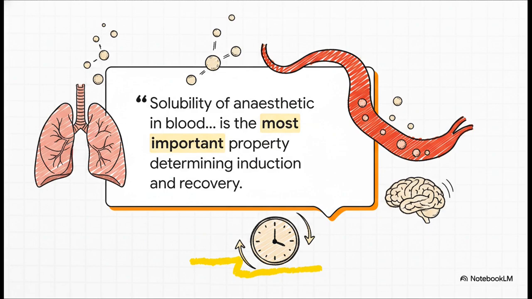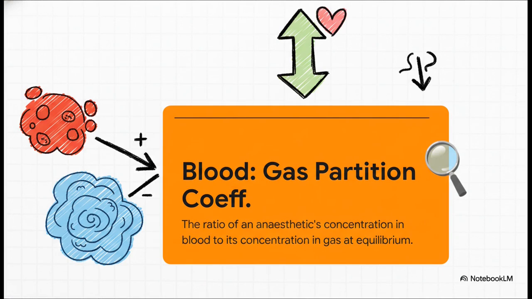The speed of an inhaled anesthetic, both for going to sleep and for waking up, is all about how soluble it is in the blood. So the point is this, if you understand solubility, you understand half the chapter right there. Now, when we talk about solubility, we use a specific number. It's called the blood-gas partition coefficient. It sounds very complicated, doesn't it? But it's actually very simple.